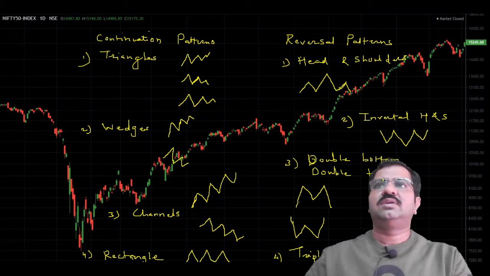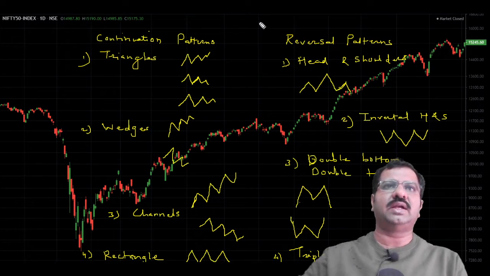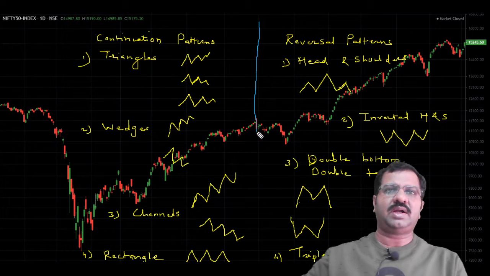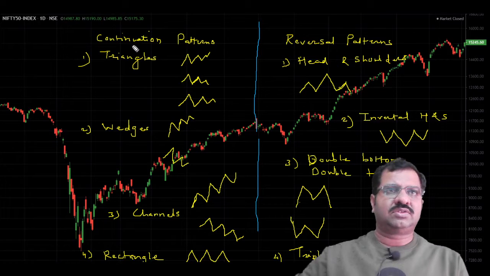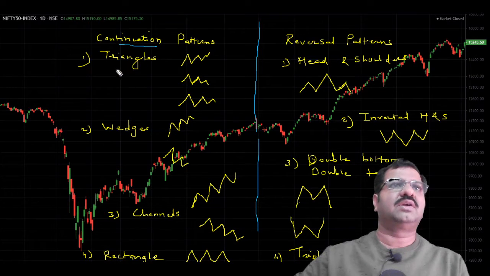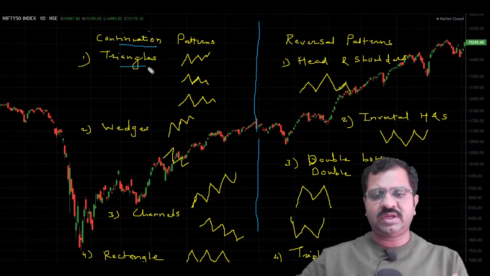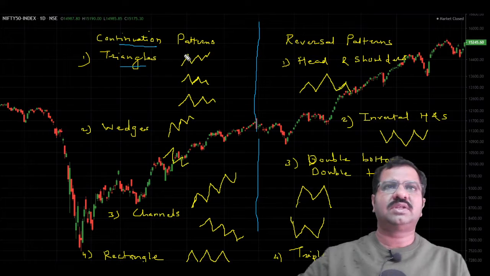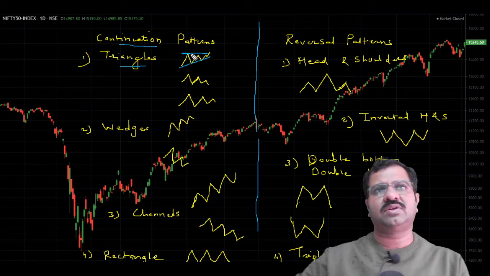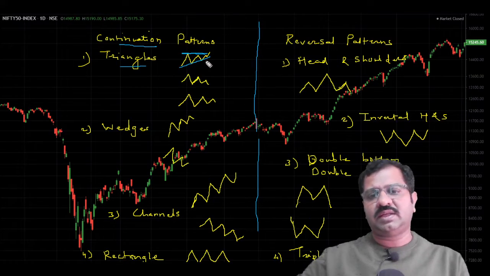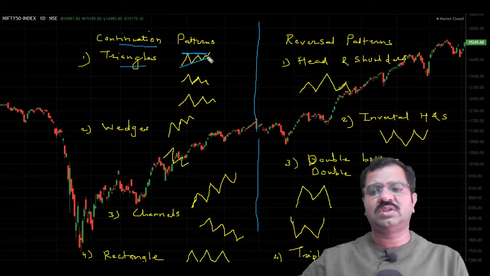So let's start. Here, as I go on, there are two categories. One is continuation patterns and the other is reversal patterns. These are continuation patterns, and the first and most important continuation pattern is triangles. There are three subcategories in the triangle pattern. One is the ascending triangle pattern, where you can see the resistance line is horizontal and the support line is a trend line sloping upward. So the slope is upward, so this is called an ascending triangle.